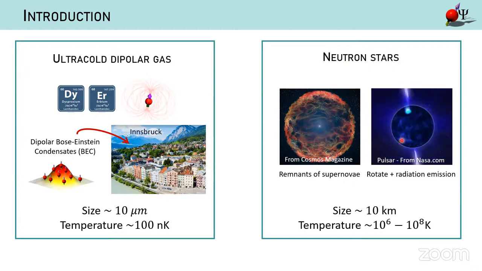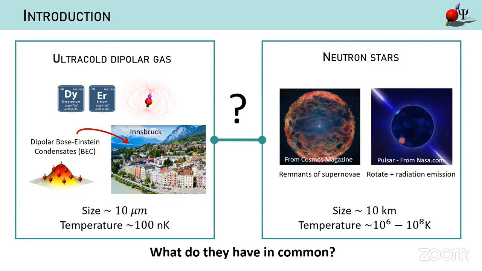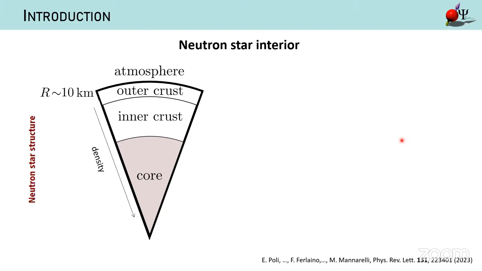So it's very clear that these two systems are very different. They belong to completely different fields and completely different scales. So the question is, why compare them and what do they have in common? To understand this, I need to show you briefly the neutron star interior.